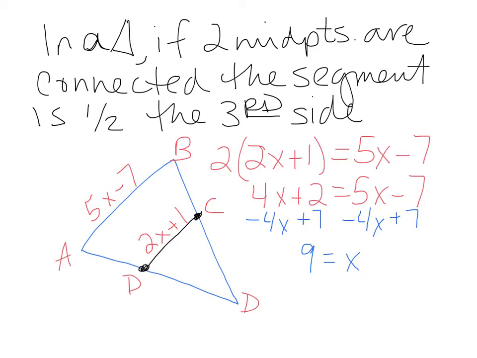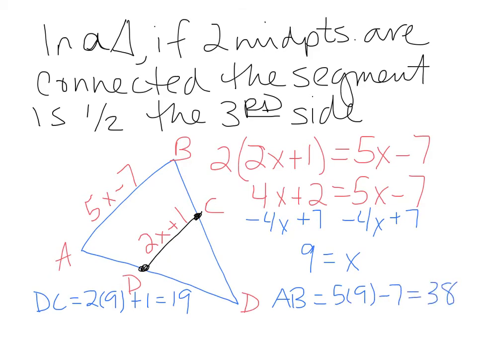If I wanted to, I could plug that in to find the sides. So DC is equal to 2 times 9 plus 1, which is 19, which means hopefully AB is double that, 38. So AB is equal to 5 times 9 minus 7, which is 38. So we know we're correct. So that's the midline theorem. Not that big a deal. Make sure you take notes and you remember it.